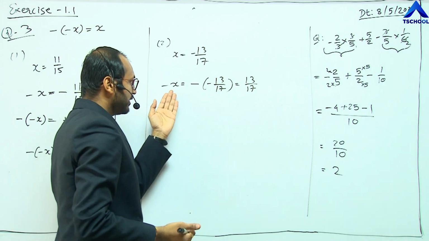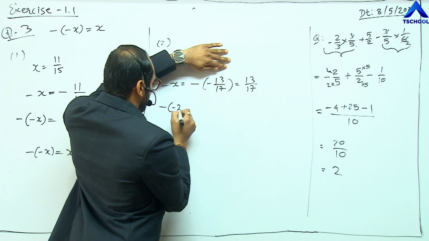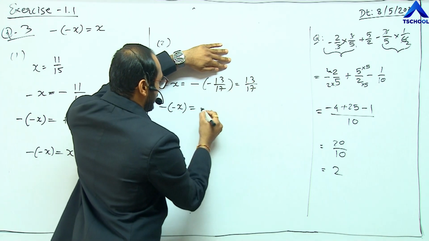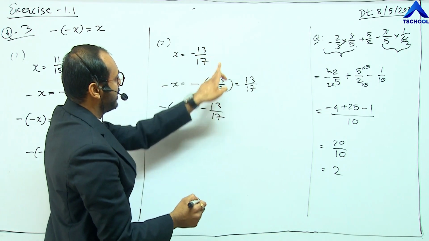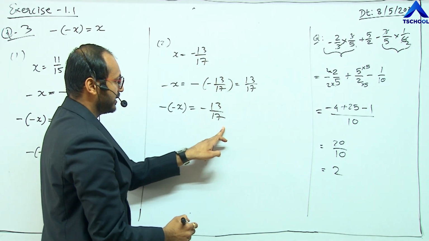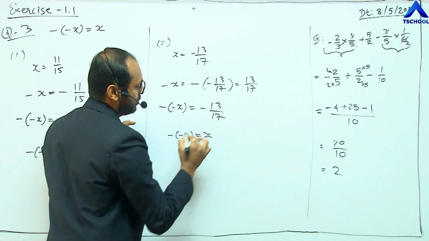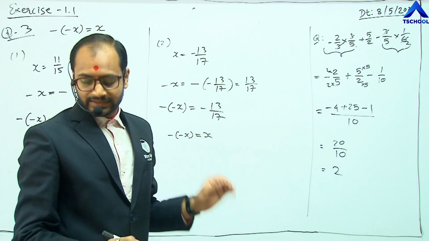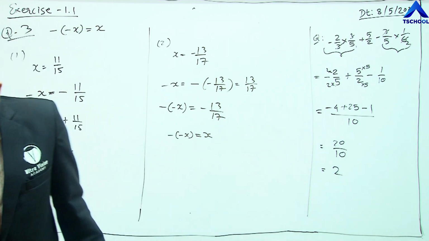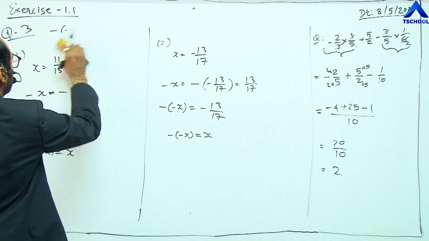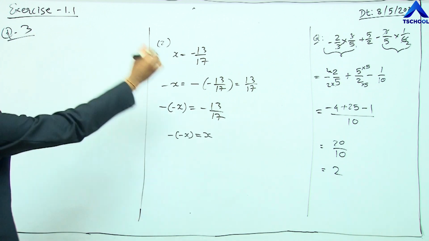Now what is the inverse of this number? Inverse or negative of this number is minus 13 by 17. So this number and this number are the same. We can compare these two. So minus of minus x is equal to x. Now question number 4, find the multiplicative inverse of the following. We have to find the multiplicative inverse.